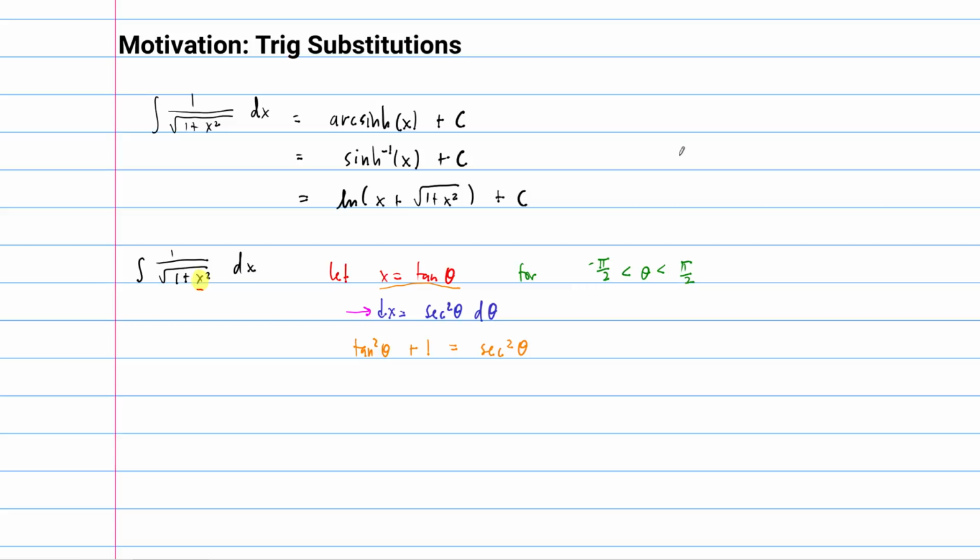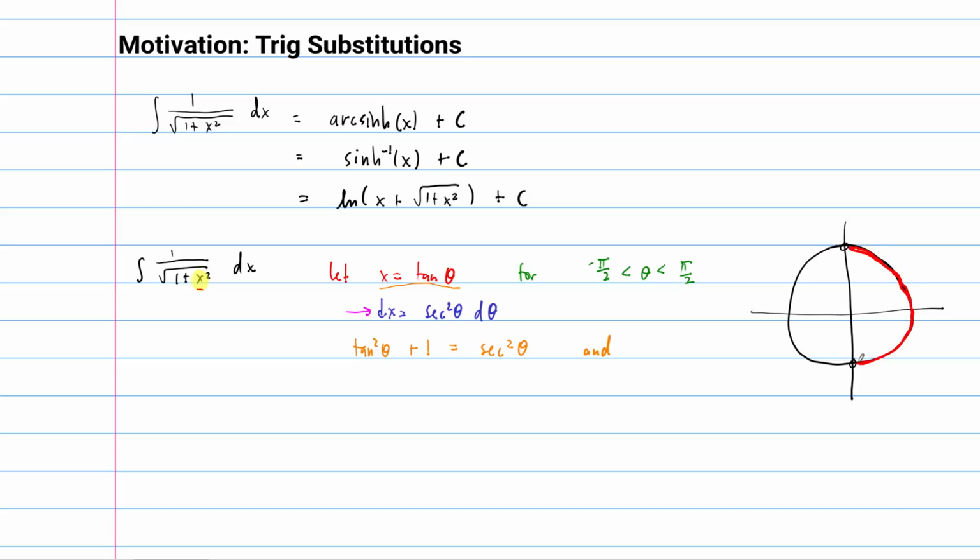All right, and there's another good piece of information here that we're going to use. So remember, I chose to restrict our tangent function so that we were looking only at the right hand side of the unit circle, and over here secant is always positive.